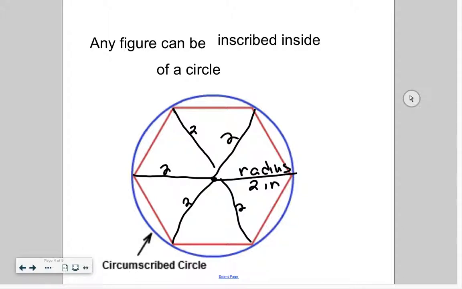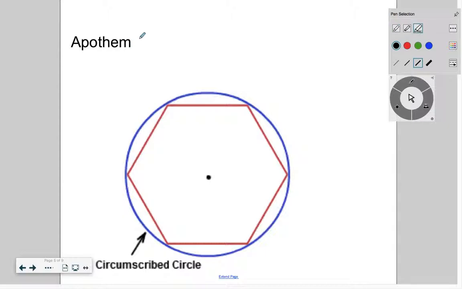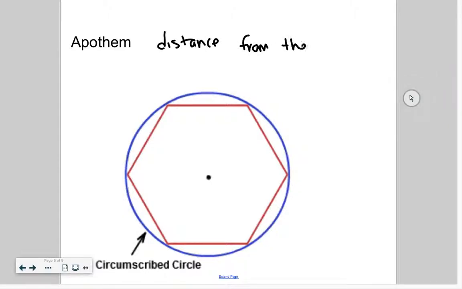Notice here that if I connect 2 of these radii, it creates a diagonal. We're going to discuss how the number of radii and the number of diagonals all relate to the number of sides that you have. We'll get into that. It's really cool. The other term that we see is apothem. An apothem is the distance from the center to a side.